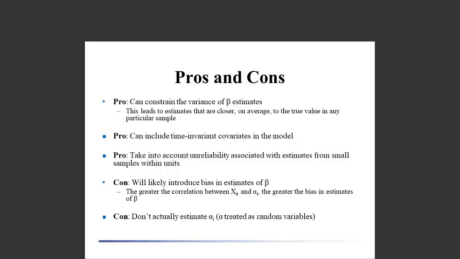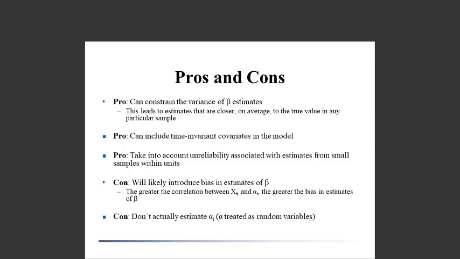Another major advantage is that we can include time invariant covariates in the model, and that's a big one. With fixed effects, these are washed away by the estimator, which is a disadvantage if we want to know what the effect of that variable is on our outcome. A third advantage is that random effects can be used when we have small samples within units, which for fixed effects models can result in large variation or even an inability to estimate the model.